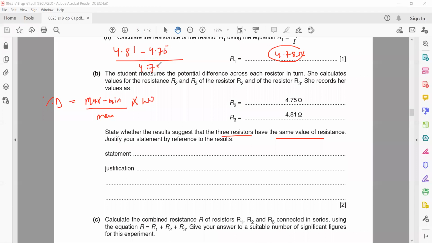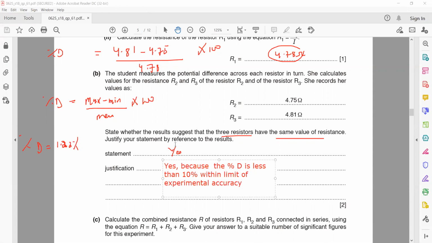Okay. 4.78 and then into 100. What's the answer for percentage difference? Maximum minus minimum divided by mean into 100. So the percentage difference is only 1.23%, which is less than 10. So the statement will say yes, and the justification is that the percentage difference is less than 10%. So within the limit of experimental accuracy, R1, R2 and R3 are the same or equal.